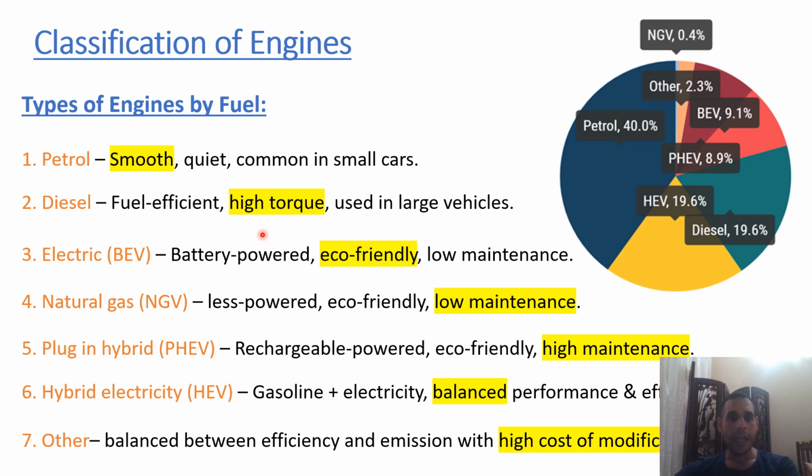But if we need high torque, we need to use a diesel engine, which is used around 19.6%, around 20%, around the world. And so on: electric, eco-friendly with low maintenance; natural gas, eco-friendly but less powerful. And the plug-in hybrid has high maintenance; hybrid electricity is a balance between performance and efficiency; and maybe other types of fuels which depend on the application itself, with a high cost of modification in the engine.